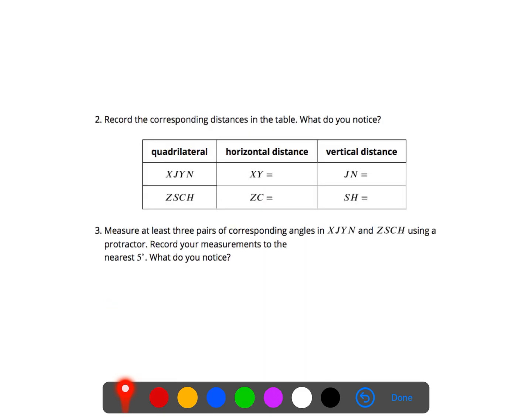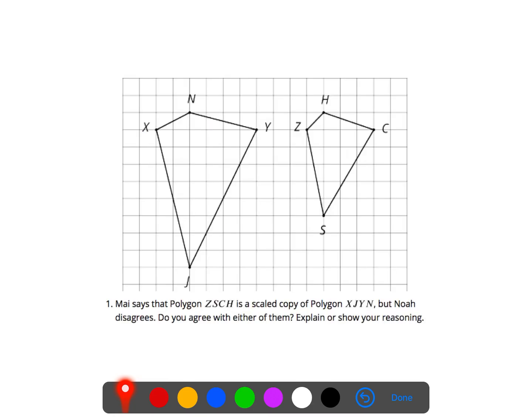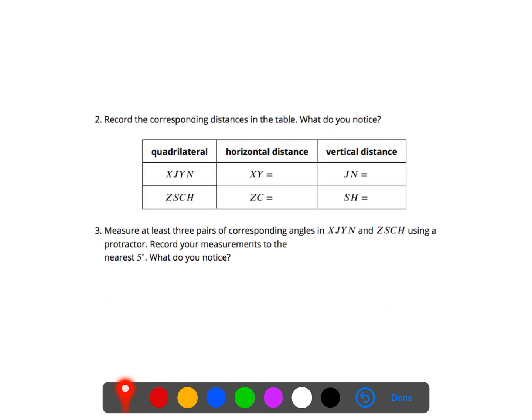We're going to fill in this table. So it wants us recording the distances horizontally through the figure and the vertical distances through the figure. So let's fill that in. Horizontally, we have a distance of 6 for distance between point X and point Y. For Z and C, it's 4. For the vertical distances, we have 9 and 6.